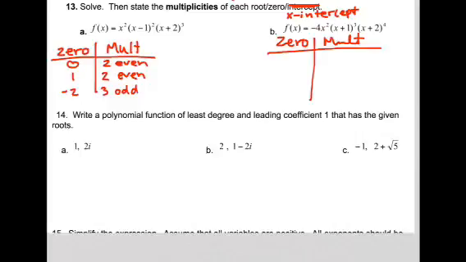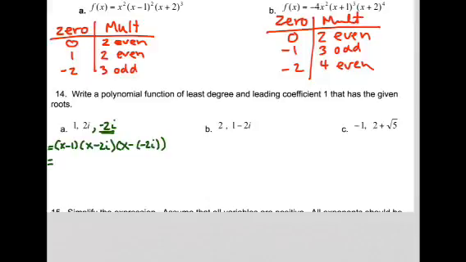Alright, for letter B, I have negative 4x squared. Again, x doesn't have anything added or subtracted to it, so the zero is 0, with a 2 for multiplicity, which is even. Then negative 1 with multiplicity 3, which is odd. And then negative 2 with multiplicity 4, which is even.